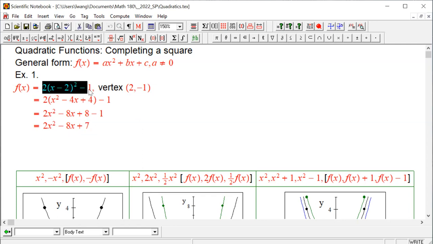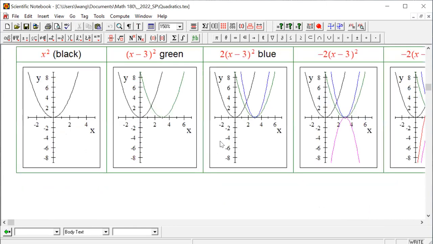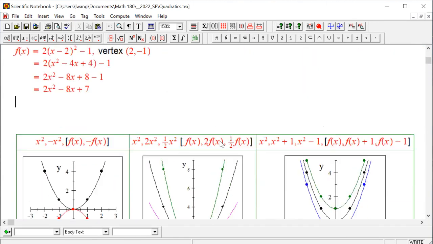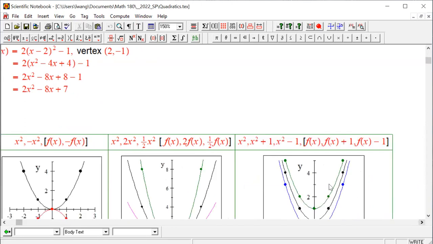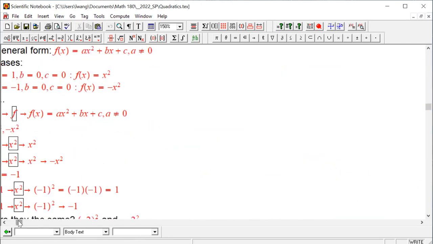But from this form, however, we can tell the vertex. The vertex is basically whatever x minus, right? My x minus 2, so 2 is the x coordinate of the vertex and -1 is the y coordinate of the vertex. So let me bring the function in front of you.